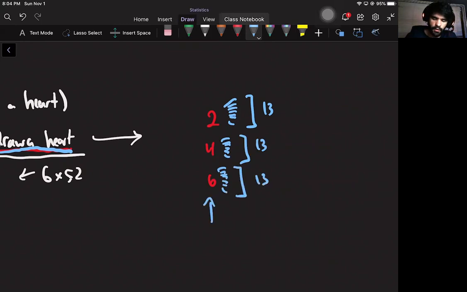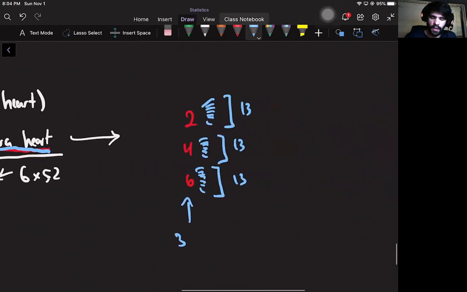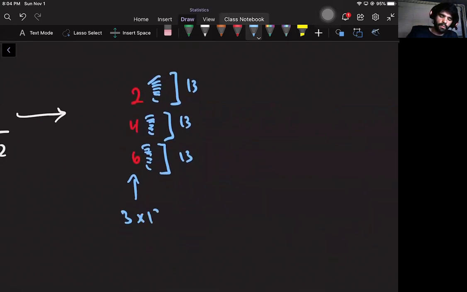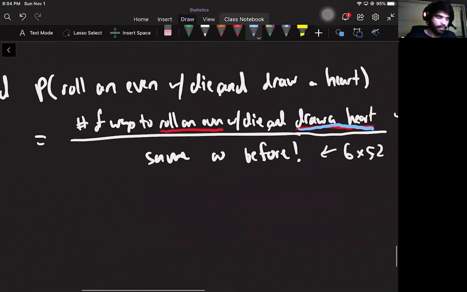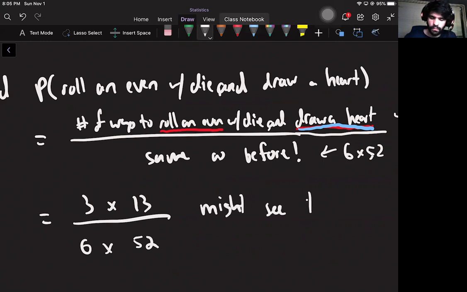So the idea is that there are 3 ways to do the first thing. I could roll 2, 4, 6, and out of each of those branches comes 13 more branches for a total of 3 times 13 possibilities. So that's going to be the number on the top. But I'm going to be very sneaky here. I'm going to leave it like this to see if you notice the pattern. So you might see it at this point.